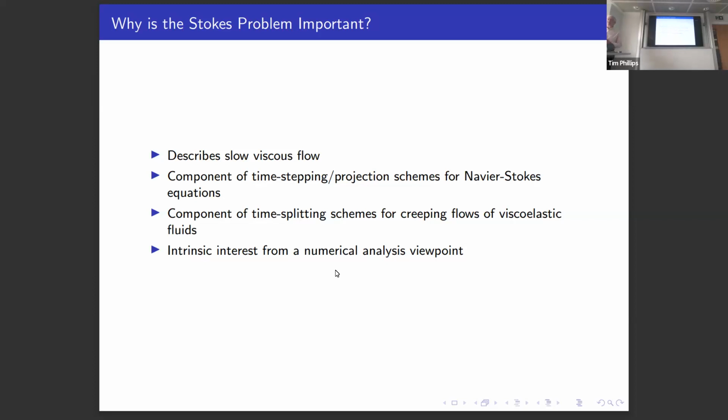And it's the same if you look at an even more complicated system of equations, for example, creeping flows of viscoelastic fluids, which have a nonlinear constitutive law in addition to the conservation laws to solve. Again, the Stokes problem forms a fundamental part of the computational effort required to solve those problems. But it also has an intrinsic interest, and this is perhaps where my motivation comes from this afternoon, in being able to study the Stokes problem and look at some of the properties of iterative methods for solving a system of equations.